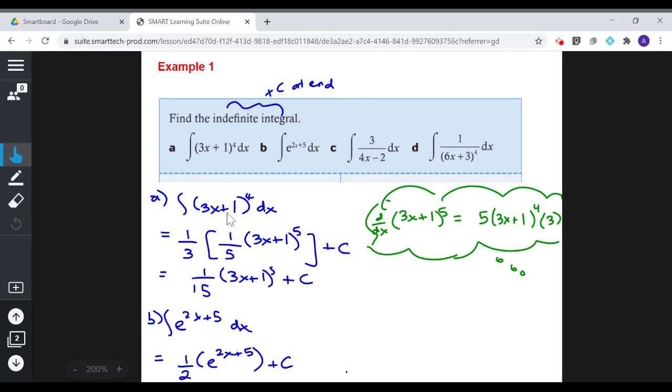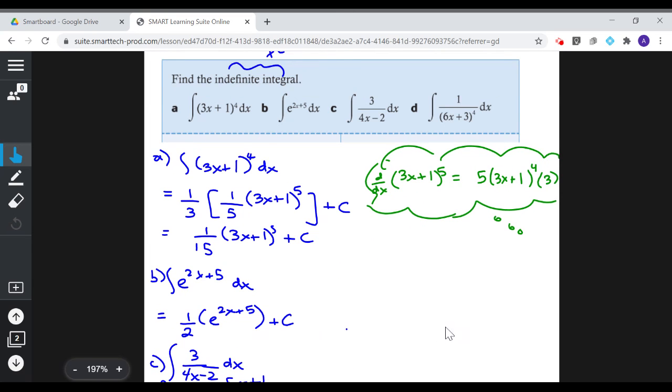So if I started with something like 3x plus 1 to the 4, and I want to take the integral, so I wanted this to be my derivative, and I want to find the original function, remember that I would take this base, just like our power rule before, increase the exponent by 1 and divide by the exponent plus 1, but I also have to divide out this 3. That's why I'm multiplying by 1/3, because if I took the derivative of this function, that would be 5 times 3x plus 1 to the 4, and then the derivative of the inside part would be 3. And since I just want to end up with this 3x plus 1 to the 4 part in my derivative, I need to divide out the 5 and divide out the 3.